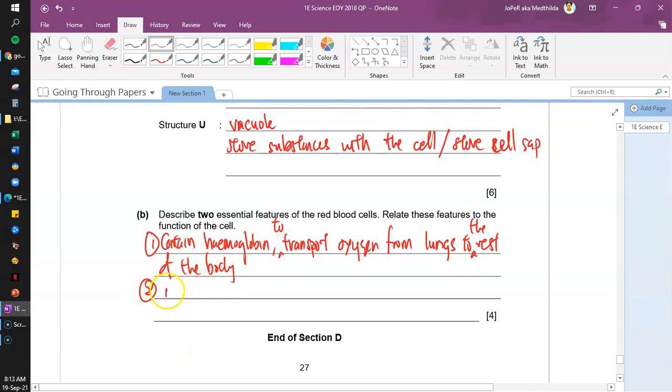The second one is that it has no nucleus. So how does having no nucleus help? Having no nucleus means that there's more cytoplasm containing hemoglobin. So if there's more cytoplasm containing hemoglobin, what would it mean? It will mean that it can transport more oxygen.